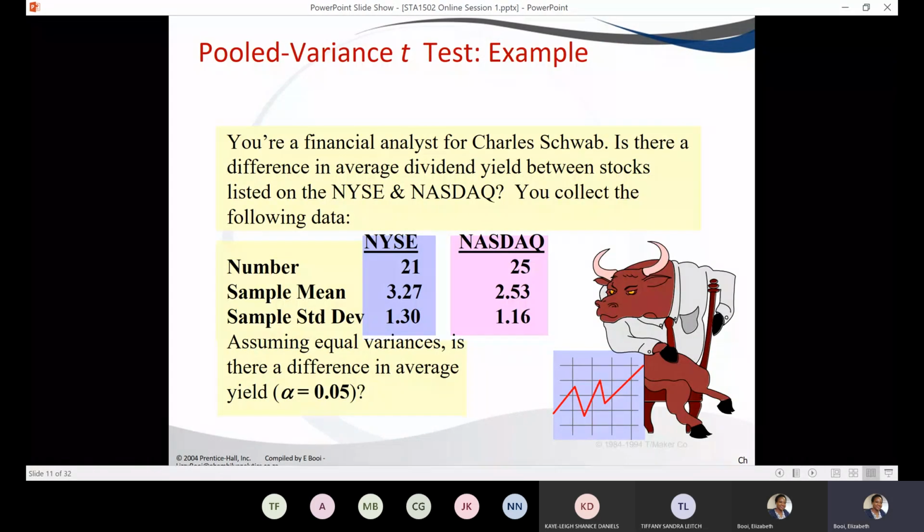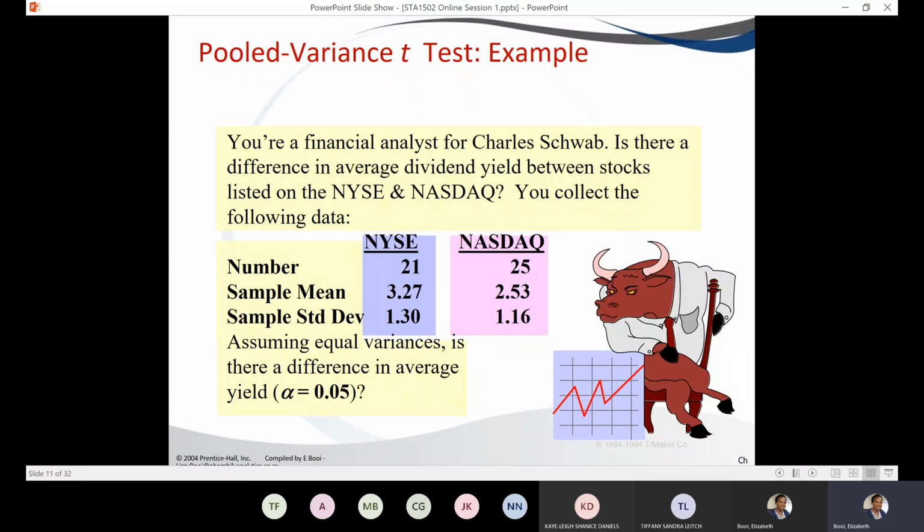So let's look at an example. If you are a financial assistant for Charles Schwab and there is a difference in average dividend yield between the stocks listed on the New York Stock Exchange and the Nasdaq, you collect the following data. You take a sample of the information you collected from the New York Stock Exchange and the Nasdaq. From the New York Stock Exchange there were 21 sample sizes, and from Nasdaq there were 25, and you calculate the sample average for both of them.